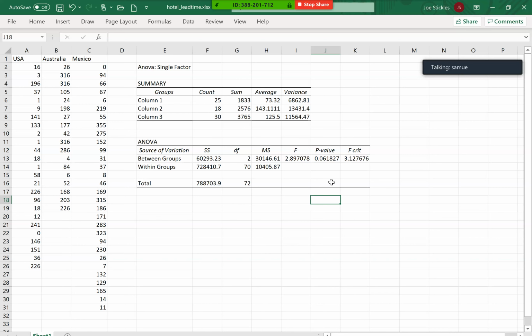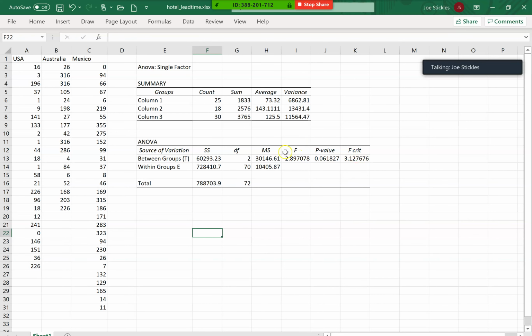Yeah, sorry. So the SS between groups, that's the SST. The SS within groups is the SSE. This one is T. This one is E. Oops. Or it's a euro symbol, one of the two. I hate automatic substitution.